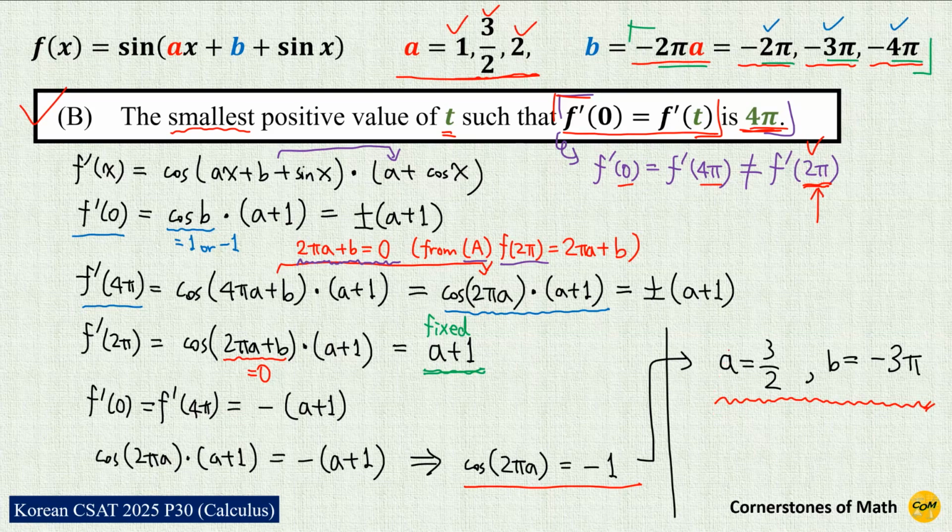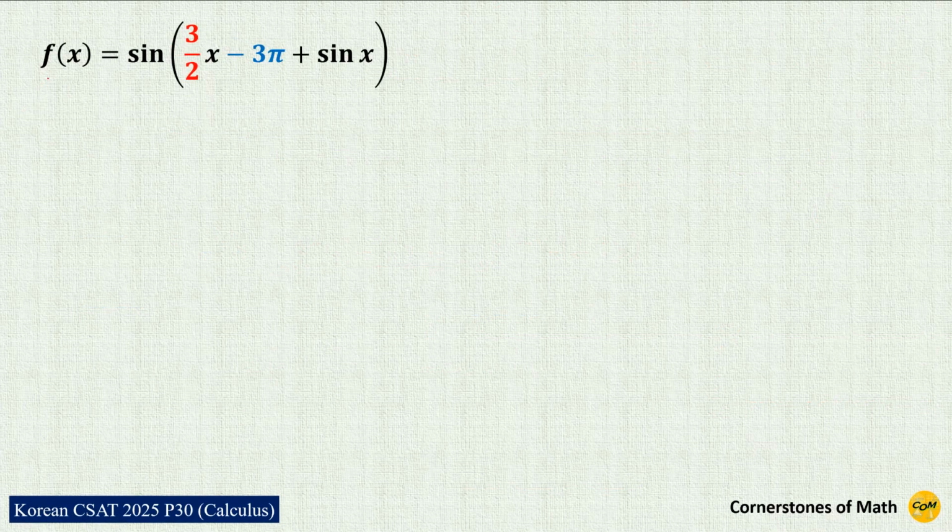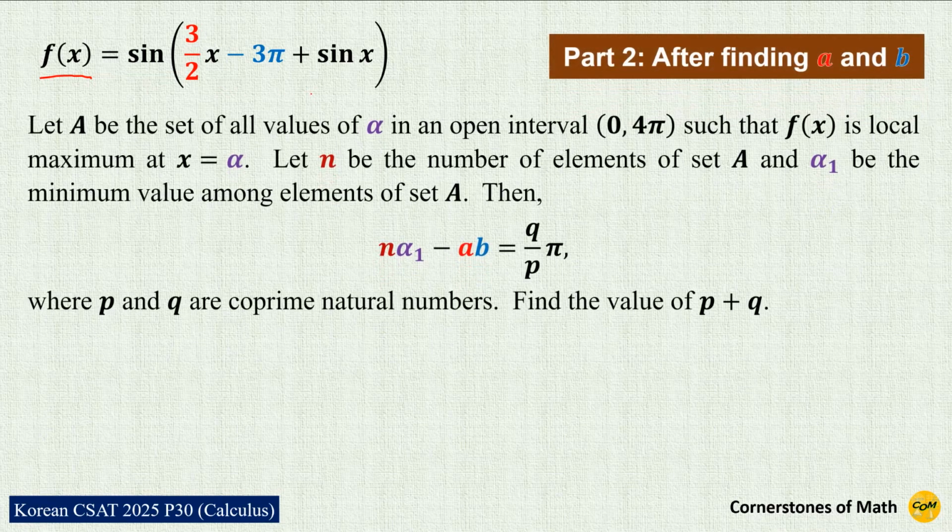So we have found the values of a and b, and with these, we now have the exact expression for function f(x), which is sine(3 over 2 x minus 3 pi) plus sine x. And with this, now we can move on to the second part of the problem. Just to remind you, this second part involves finding the set A, finding its number of elements n, finding its minimum element alpha 1, and calculating this.